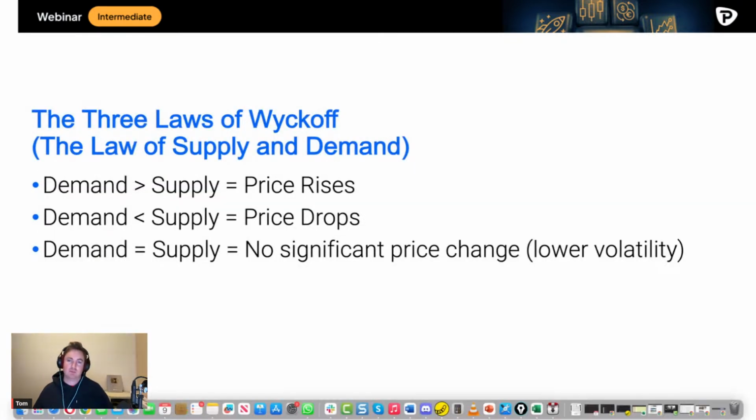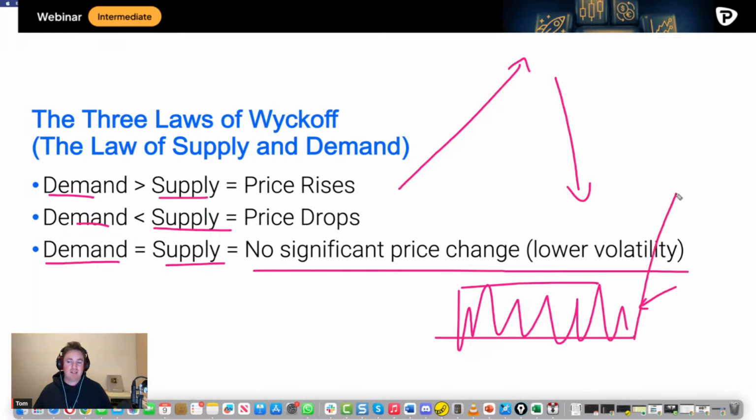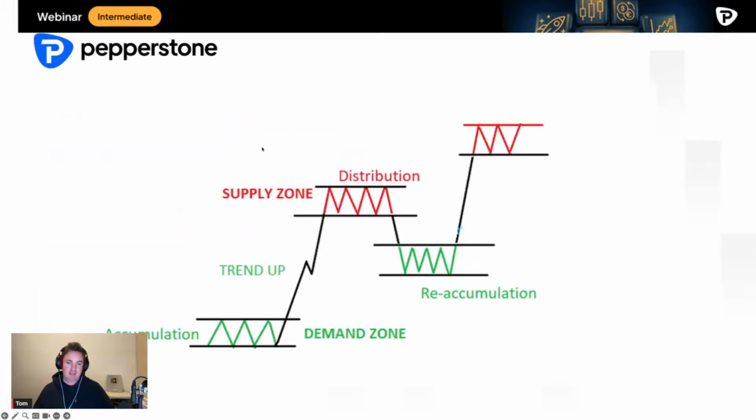So we had the law of supply and demand. And he said that markets will either have demand outstripping supply, the price will be going up. Demand will be under supply, the price will be going down, basic economics. Or demand equals supply, and we'll basically have a range-bound market. When we're in range-bound, we're getting ready to move to the next level. They're building a position, start to think about the storyline towards the next position.